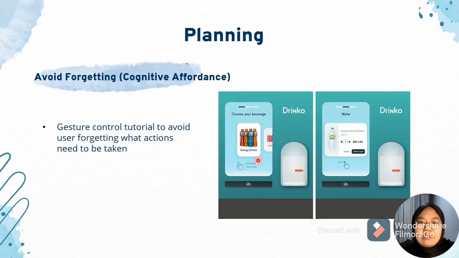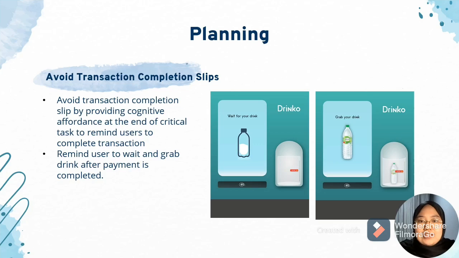Another display that follows this guideline is the gesture control tutorial to avoid users forgetting what actions need to be taken, such as swipe left or point. The final UX design guideline that is located under the planning stage is avoid transaction completion slip by providing cognitive affordance at the end of critical tasks to remind users to complete transactions.